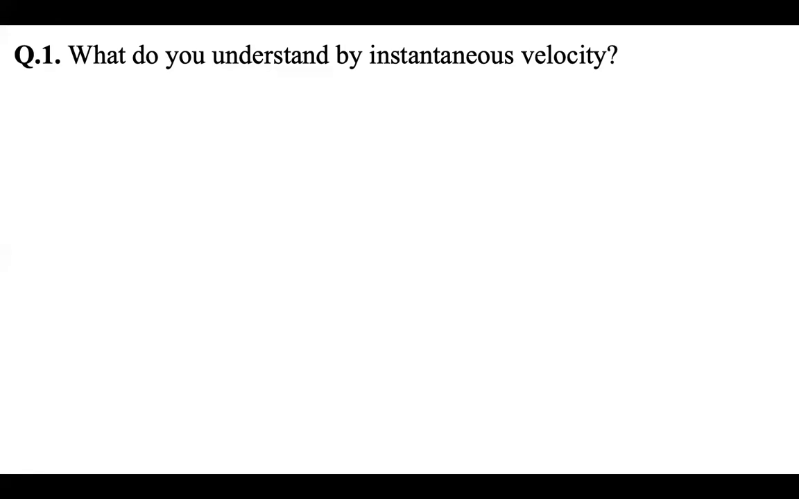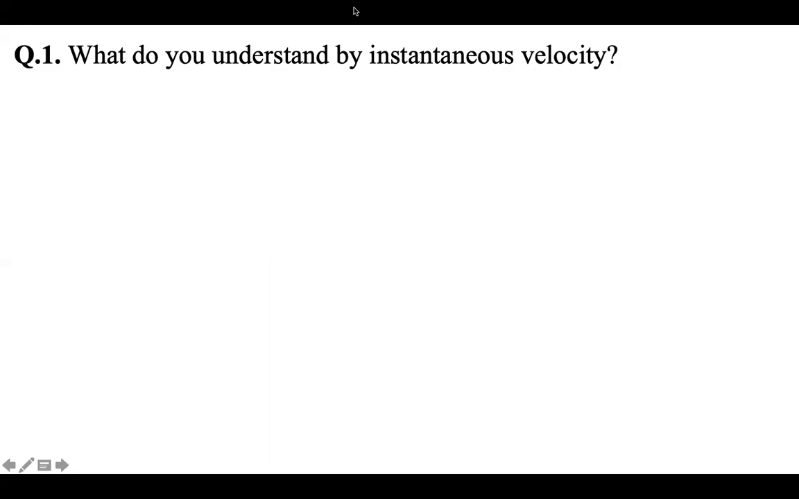Can I tell? Yes. Sir, instantaneous velocity is the rate of change of position for a time interval. Instantaneous velocity, rate of change of position for a time interval. Instantaneous का मतलब ही होता है at that particular instant. Okay. So instantaneous velocity is the velocity of an object at a particular instant of time.